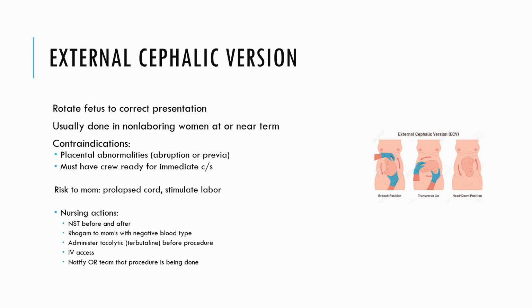Other things with the version, an IV is always good to have, because what can happen with this is as they're trying to rotate this baby, we could rupture her water and we could cause a cord prolapse, which we'll talk about in a little bit here. If that's the case, we're doing a stat C-section. So versions need to be done in the hospital. We need to have an OR crew readily available in case we need to go back to the OR right away for a stat C-section.